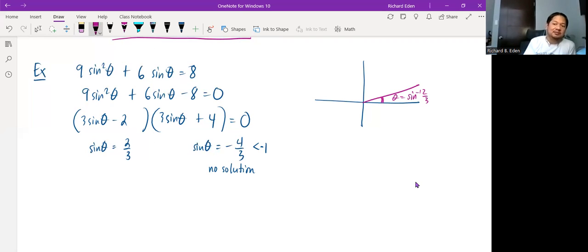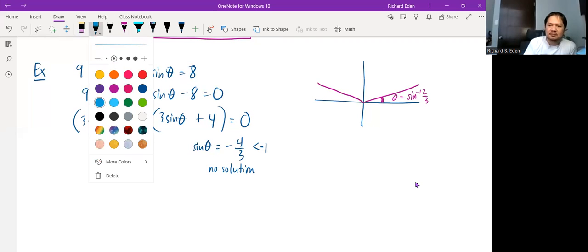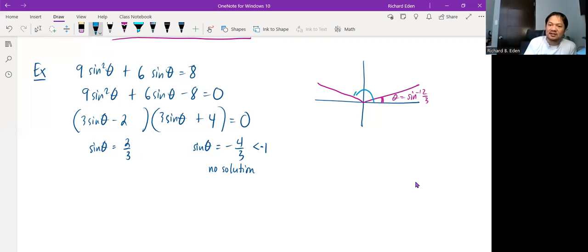But now you realize, because you are familiar with circles, there is another solution. What is that other solution? 180 minus the arcsine of two thirds. Yes. All right. So our two particular solutions here are the following. Theta is equal to sine inverse of 2/3 plus 2nπ, n element of Z. Also, π minus sine inverse of 2/3 plus 2nπ, n element of Z.